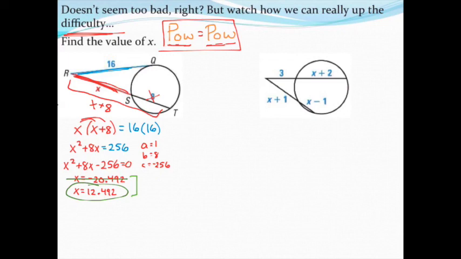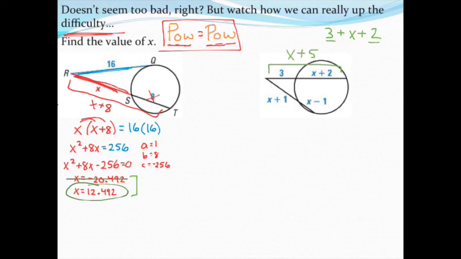So once again, I'm going to do pow-pow, the part outside times the whole thing. Well, the first thing I'll need then is to find the whole length of this segment. And I saw in class that some people had a hard time finding out what this whole length was. Remember, I'm adding these pieces together, so I need to add up 3 plus x plus 2. So I'm not distributing, I'm just adding up like terms. And so this whole segment is just going to be x plus 5.